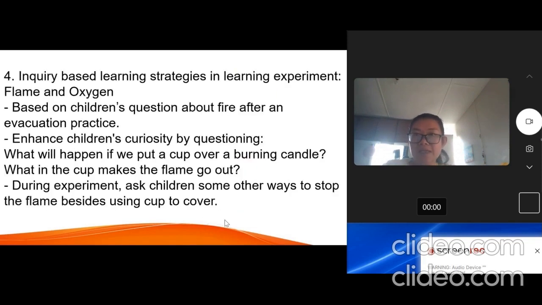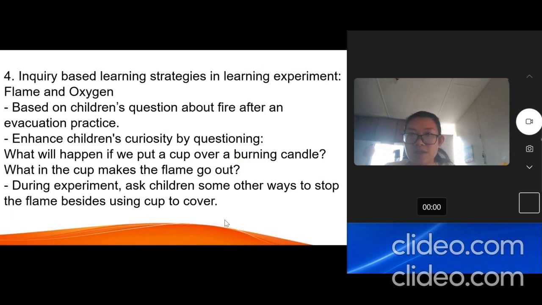The learning activity is based on inquiry-based learning strategies because it's based on children's questions. After one fire evacuation practice, children asked why the fire happens and how we can stop the fire. And then children chatted about that. Some said we can use a blanket to cover the fire, some said we just run out of the situation, or some even said that we cover our nose and try to escape from the fire.